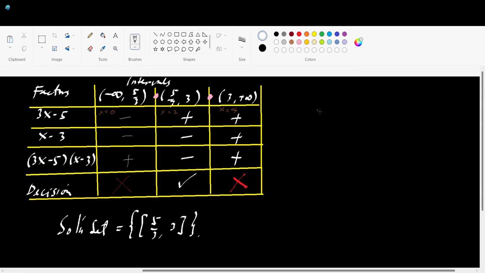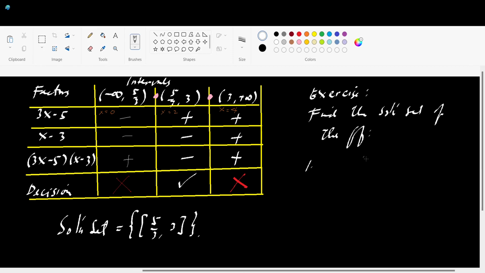As an exercise, find the solution set of the following. The first one is 3 over x plus 3 less than 1 over x. And the other one is x times x minus 2, 2x minus 7 greater than or equal to 0. Okay?